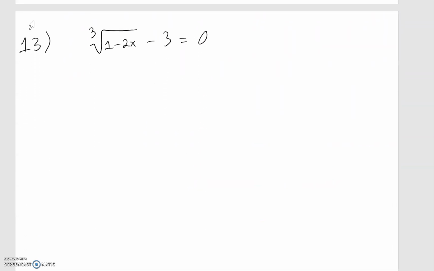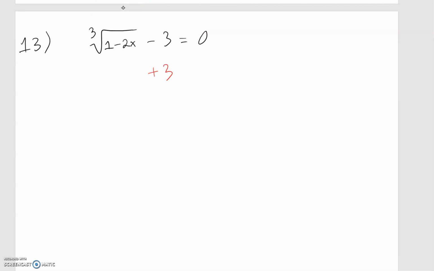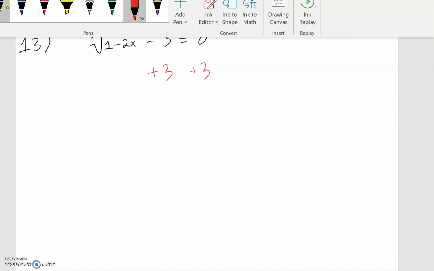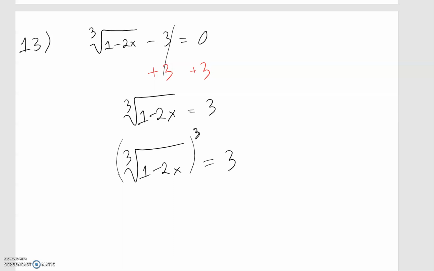You have the cube root of 1 minus 2x equals negative 3. The first thing that we have to do is isolate the radical. We now need to raise both sides of this equation to the power of the index of the radical. The index here is a 3, so I will cube both sides. My left-hand side simplifies to 1 minus 2x. My right-hand side will simplify to negative 27.